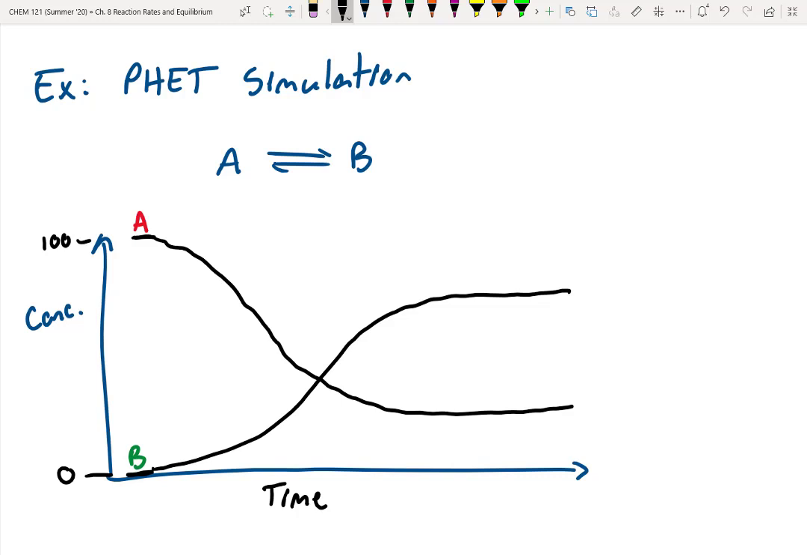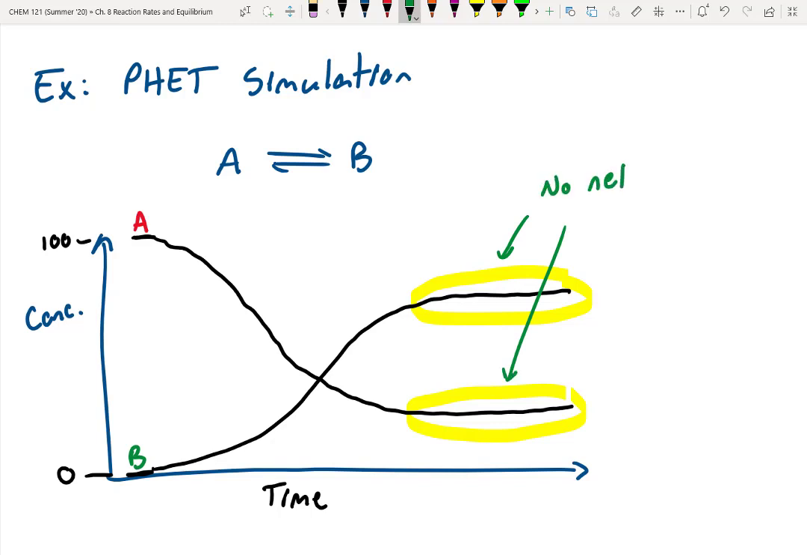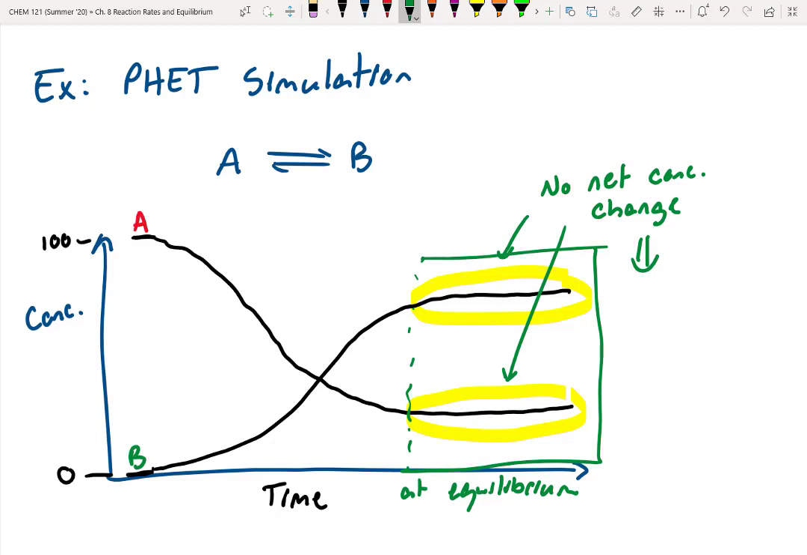And we would ask ourselves, well, when are we at equilibrium? Well, I would say it's when the concentrations stop changing. So right here and right here, this is equilibrium. So no net concentration change. Therefore, this is when equilibrium occurs. It's essentially at this point. So this whole section would be at equilibrium.